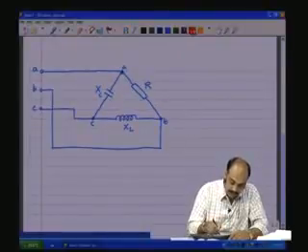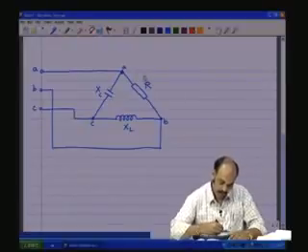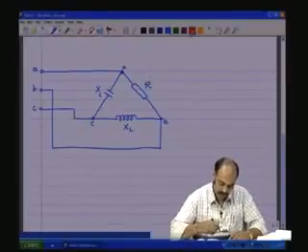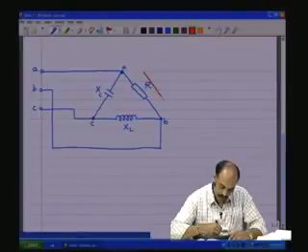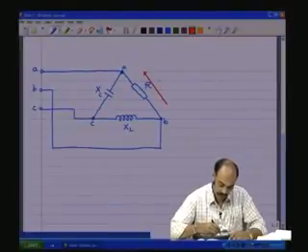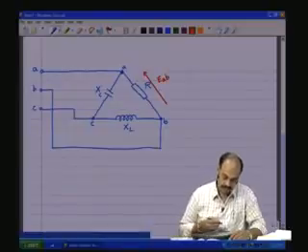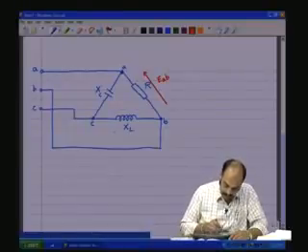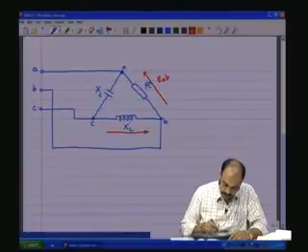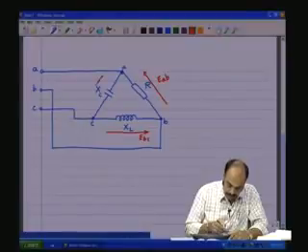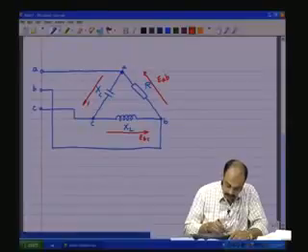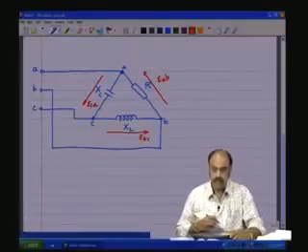Now, we have the voltage across R, which is the line voltage or the phase voltage, because in the delta circuit line and phase voltage are the same, which is EAB. The voltage across L is EBC, and the voltage across the capacitance is ECA. See, that is the sequence.